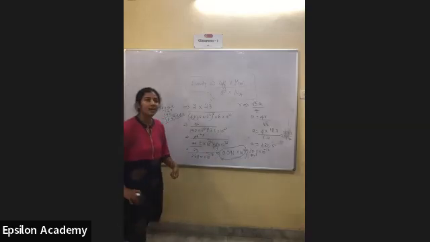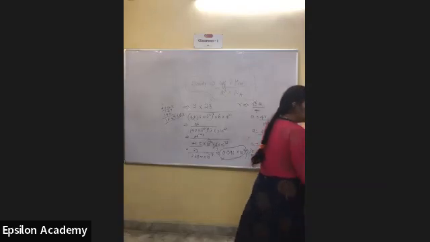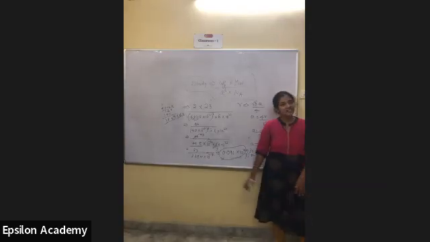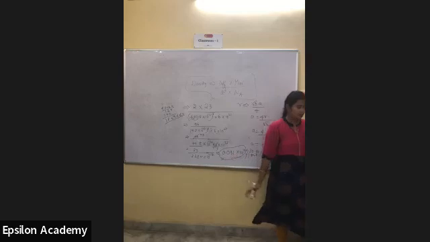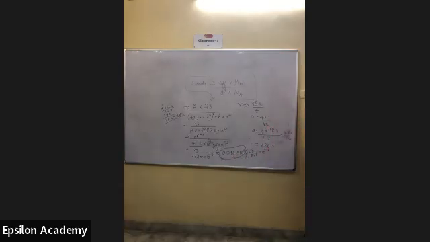Clear? Clear with this thing? What's the difficulty you face in this problem? Calculation. Already I have disclosed that thing. Okay, now do this sum. Xenon. What is the answer? What is the radius? Diameter?